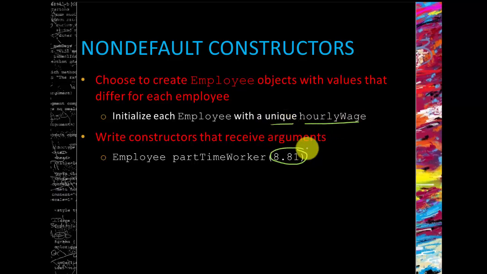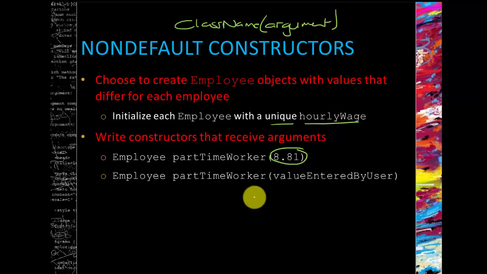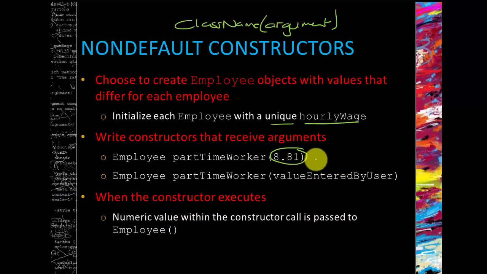So it's a unique hourly wage which we are inputting when we use an employee non-default constructor that has the same name as the class name. It will be the same as your class name, but it requires an argument to be passed. Employee part-time worker, so the value is going to be entered by the user in your application class. So when the constructor executes, your numeric value is passed to your employee default constructor or non-default constructor in your employee class that you have defined.